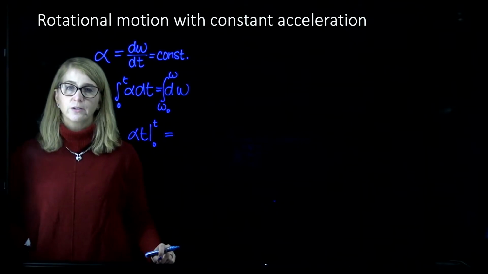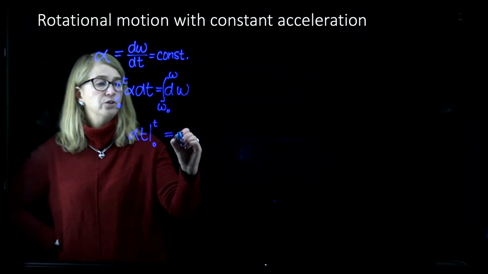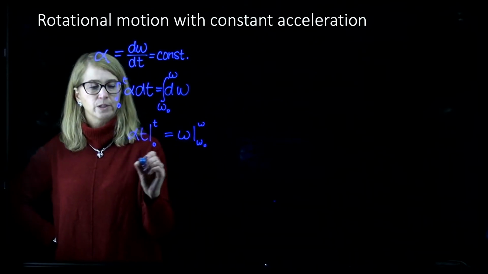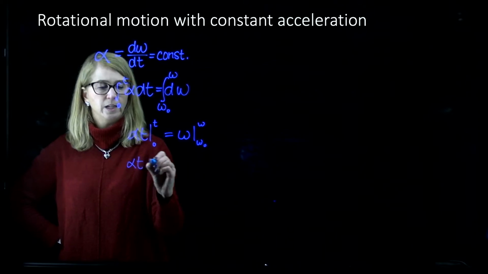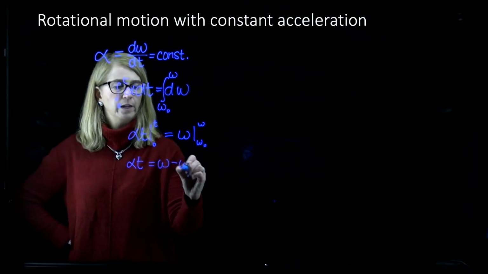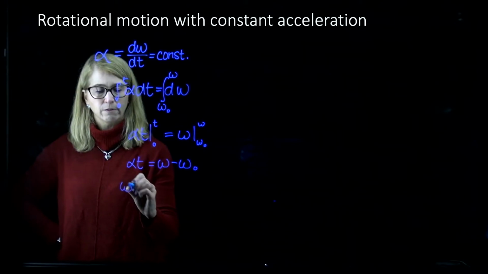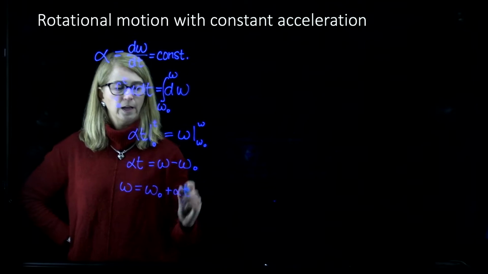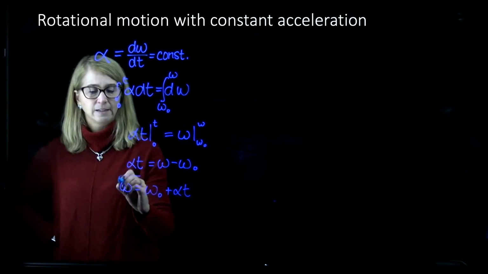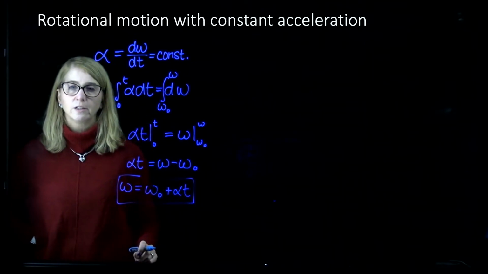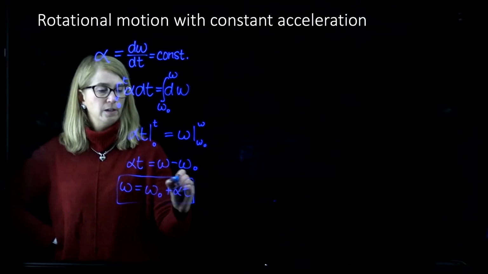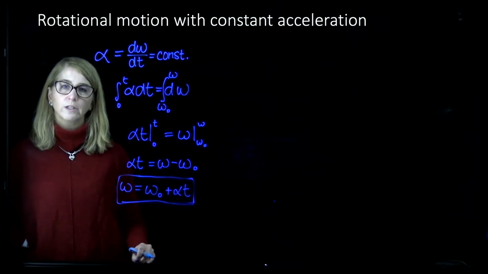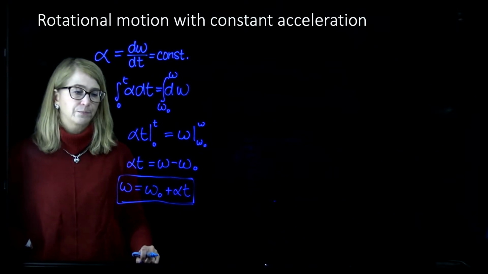The right-hand side is similar in its simplicity. I just get omega, evaluated at omega naught and omega. So the left-hand side gives me alpha t, and the right-hand side gives me omega minus omega naught. I'm going to rearrange it, and I get omega equals omega naught plus alpha t. That is my first equation that I want to remember. This tells me how angular velocity depends on time when the angular acceleration is constant.